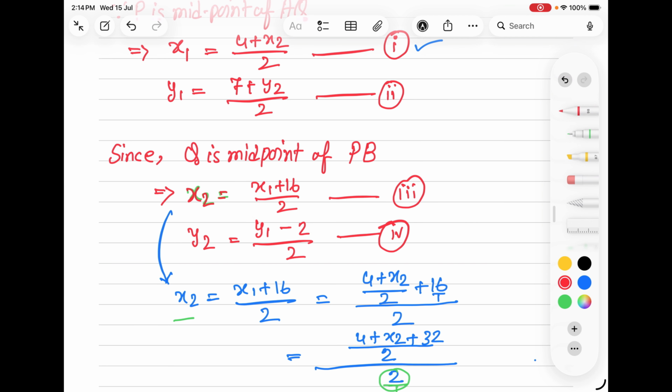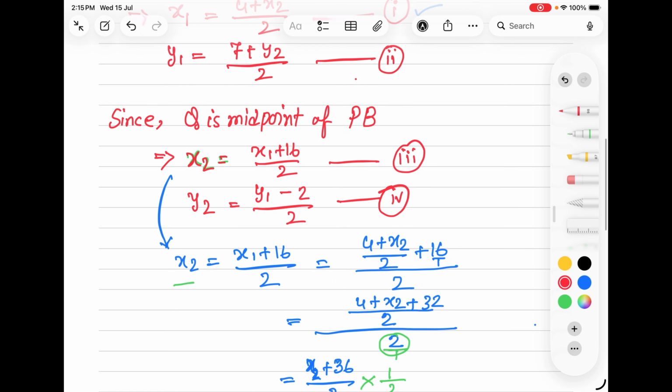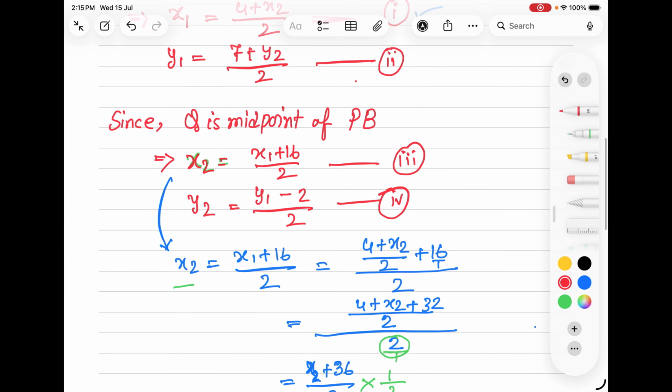In the same way, we are taking equation number 4 and 2. See, in equation number 2, y1 is given. So in equation number 4, substitute the value of y1, and in the same way, we get the value of y2. Then once you get the value of y2, again you put the value of y2 in equation number 2 and you get the value of y1. So I am taking equation number 4. Now y2 equals y1 minus 2 by 2.